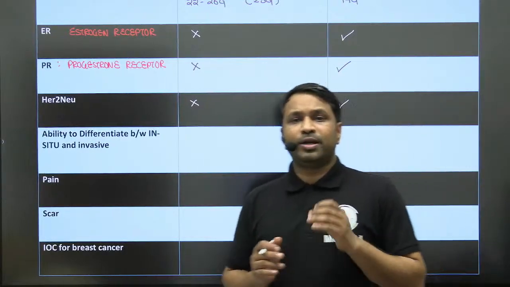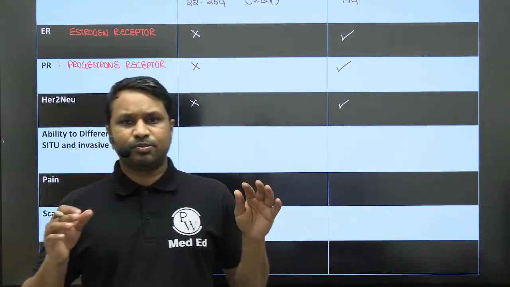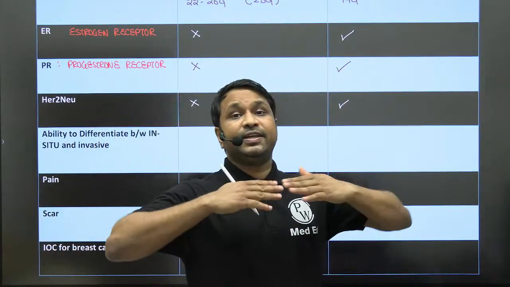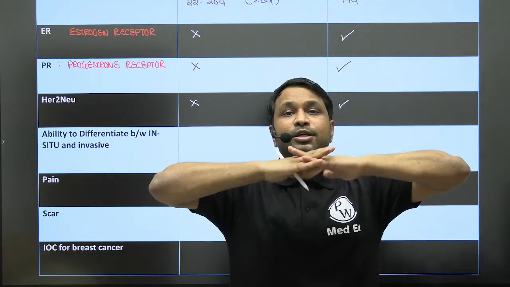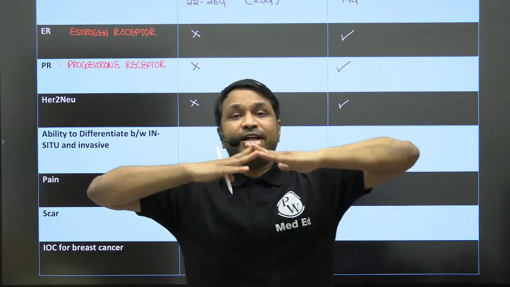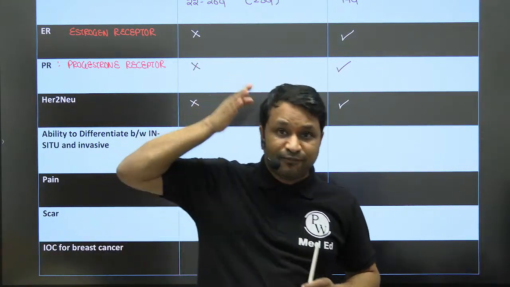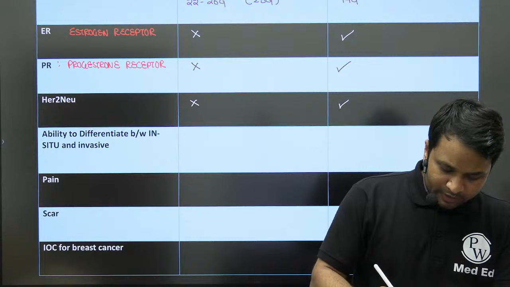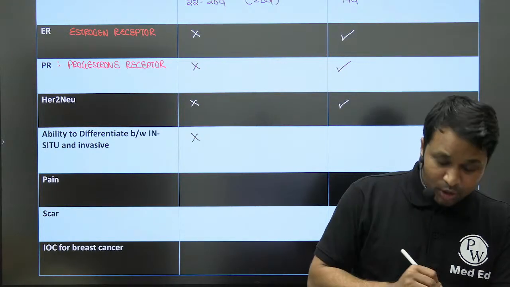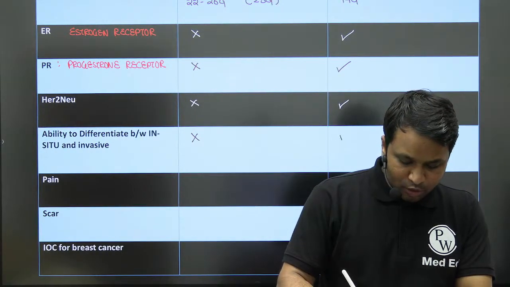Now, how do you know whether a particular tumor is in situ or invasive? It is by assessing the basement membrane. If the integrity of the basement membrane is maintained, that means the tumor does not infiltrate. This is in situ. If the integrity of the basement membrane is lost, if the tumor infiltrates into the basement membrane, it becomes invasive. Again, I will not be able to assess this on FNAC because I cannot assess the basement membrane, whereas in TrueCut I can.